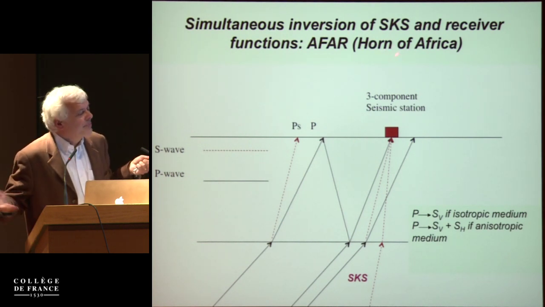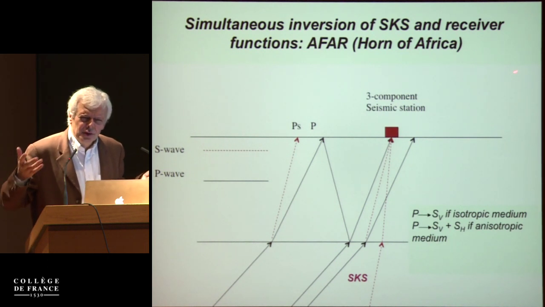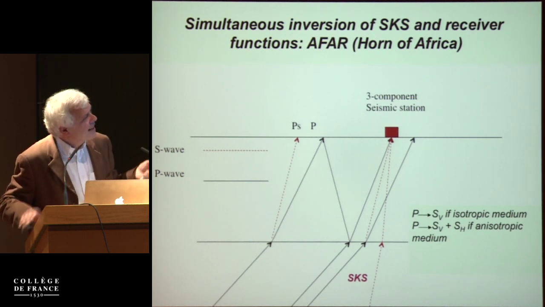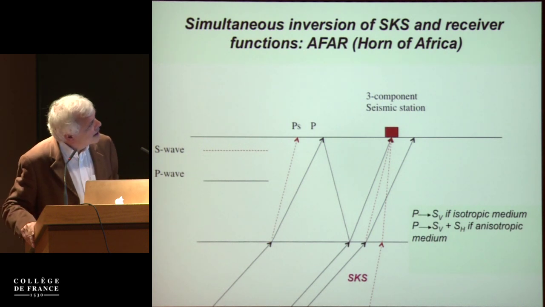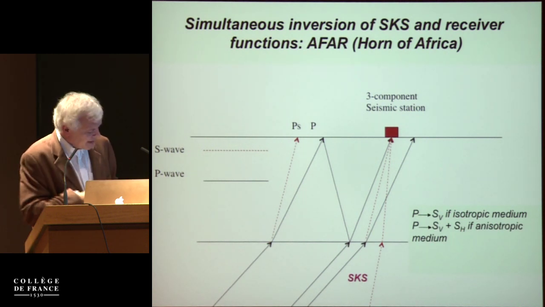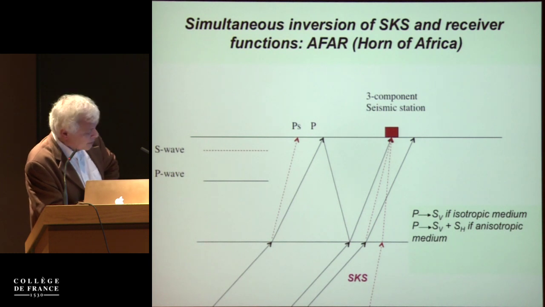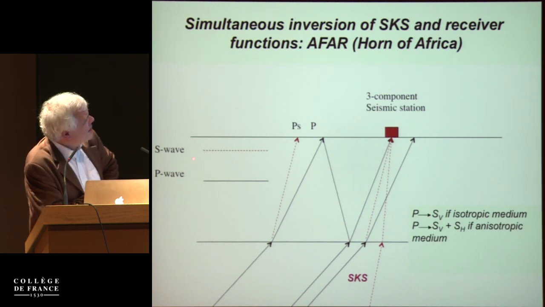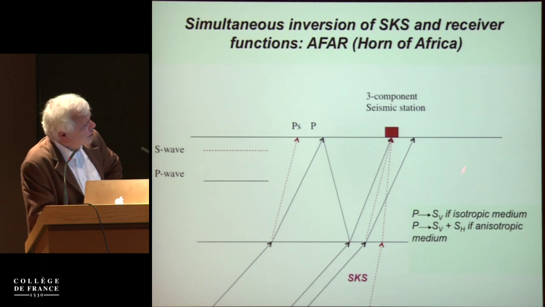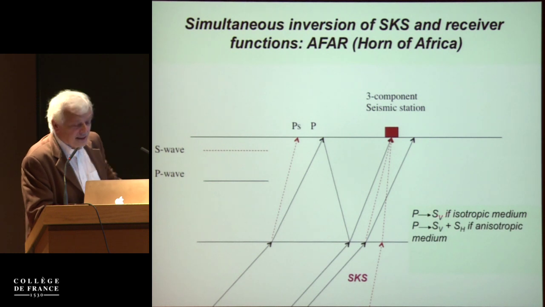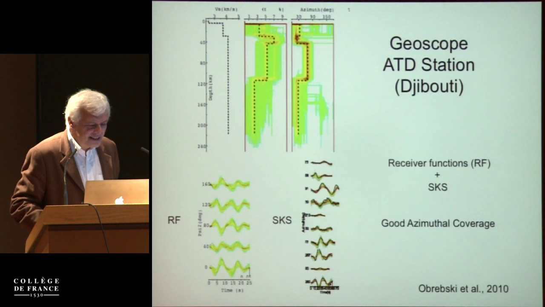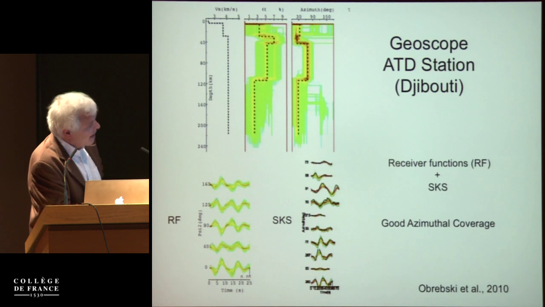Of course, it's not exactly a ridge, but it's where we have some opening plates. And so I will show you some results obtained with Matthias Obrebski and Lev Vinik by using receiver functions. In this work, we try to simultaneously invert SKS and receiver functions, in the anisotropic framework. And what we obtain is this kind of result.